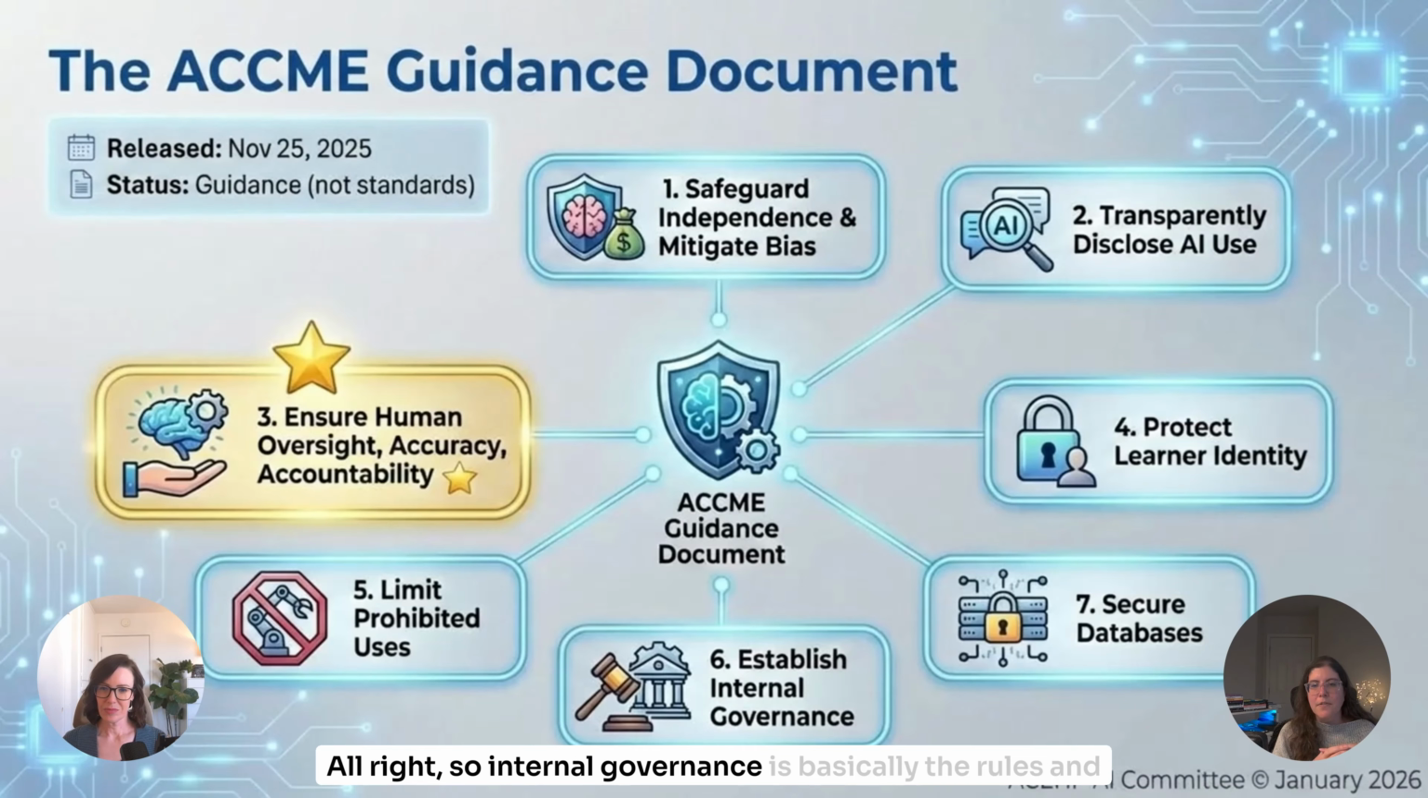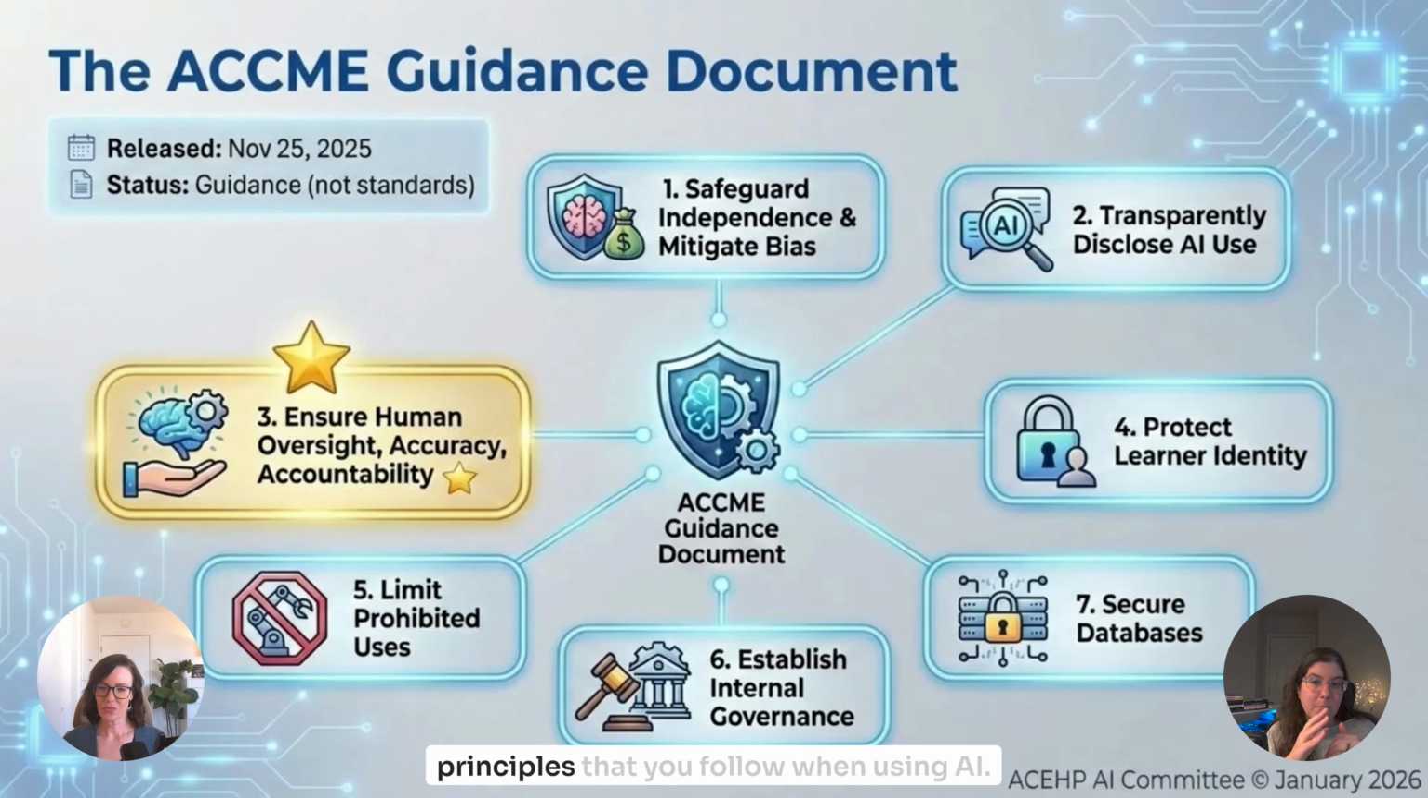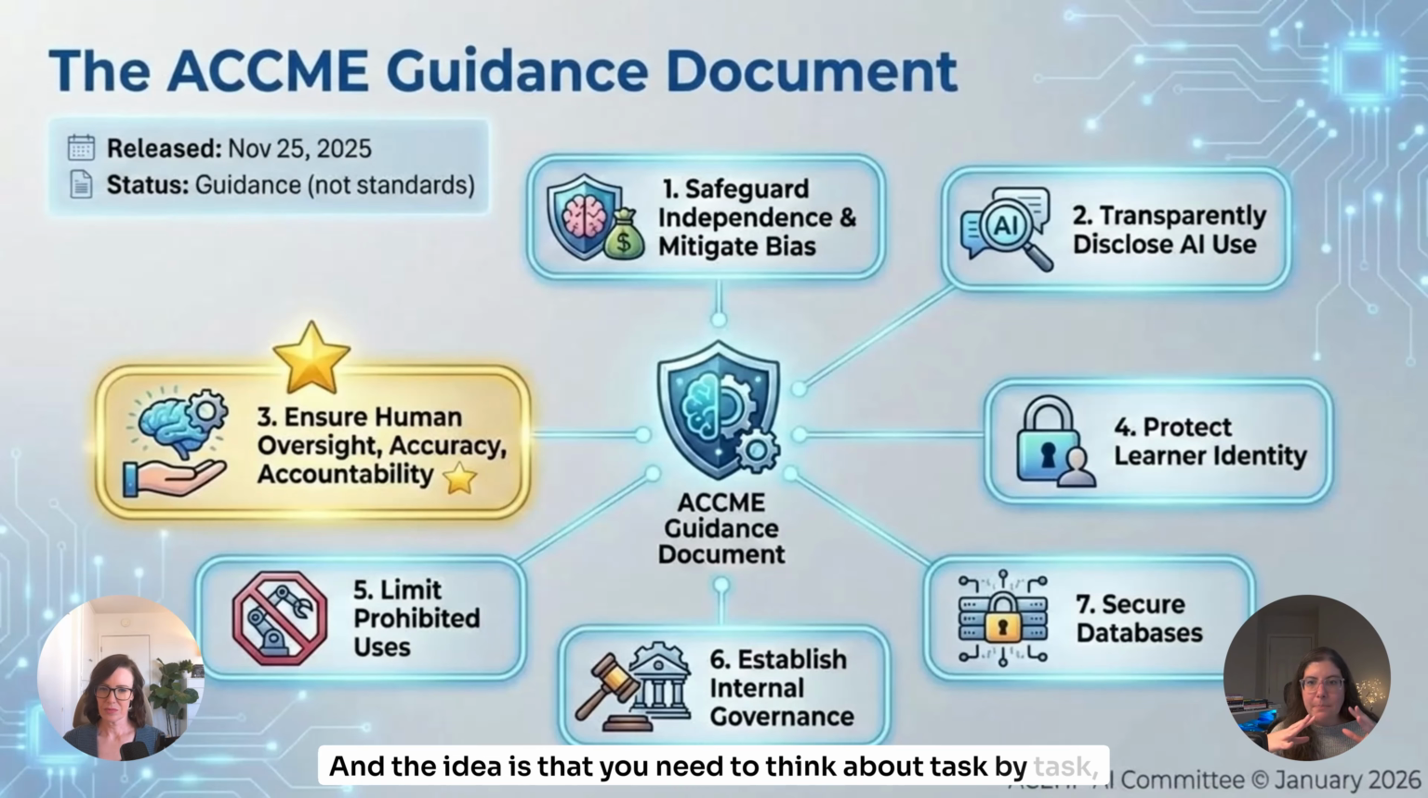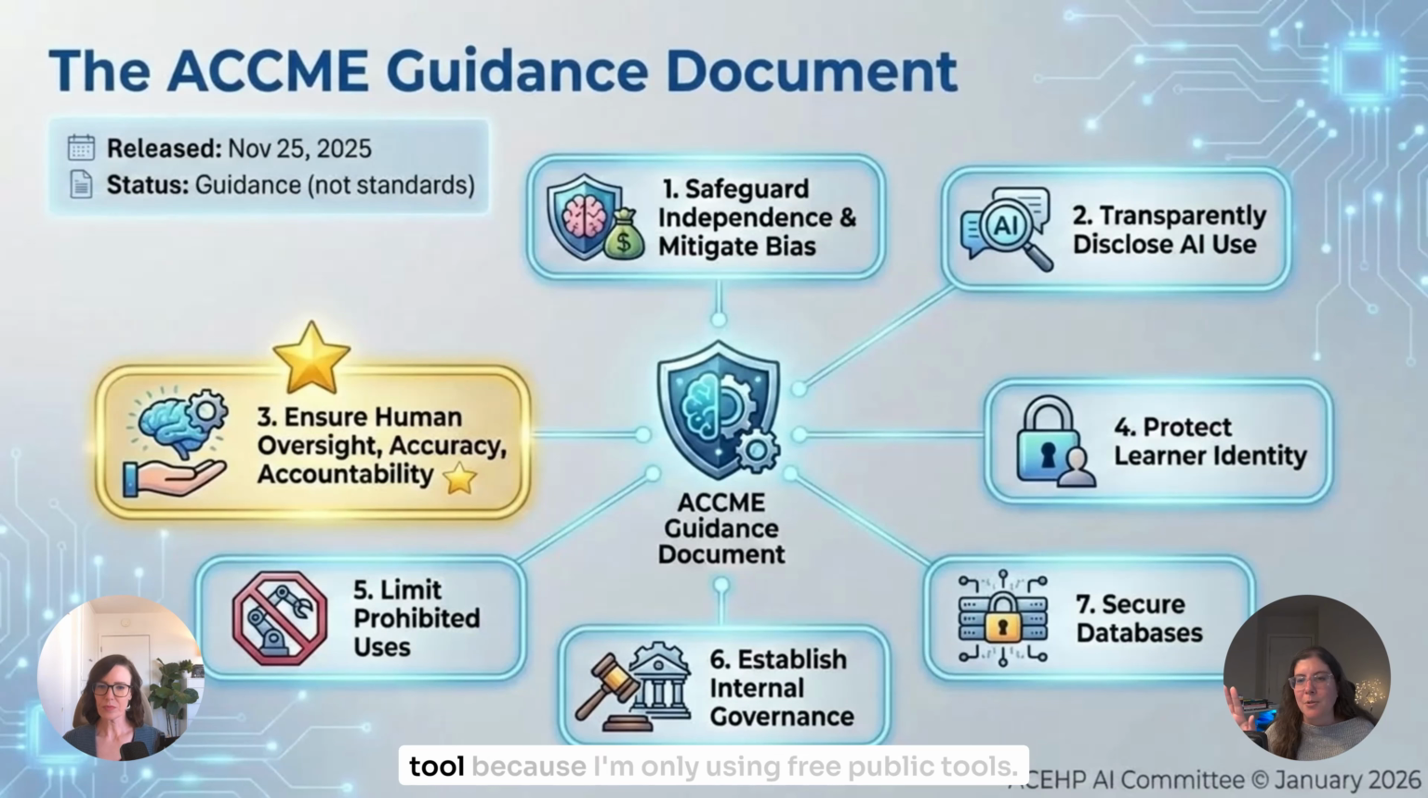All right. So internal governance is basically the rules and principles that you follow when using AI. So it governs all of the other points, basically. And the idea is that you need to think about task by task. What do you need to think about in advance? I want to use AI for task A. What are the risks and how can I use it safely, and establish the rules so that, for example, if you're using public tools only and free tools only, I will not upload learner data into the tool because I'm only using free public tools. That is a rule.